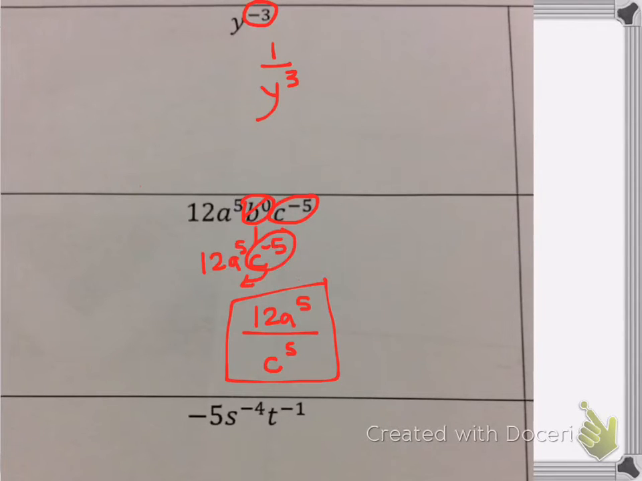Same thing here, we're just moving negatives to the bottom. So interestingly enough here, let's talk about the power on the 5. The power on the 5 is a 1 and it's positive, so it gets to stay on top of the fraction bar. The s to the negative 4 is going to move to the bottom though as a positive 4, and the t to the negative 1 is going to move to the bottom as a t to the 1. You do not have to show the 1 power there, but it would not be wrong if it was there.